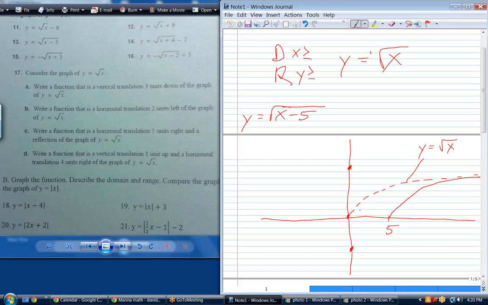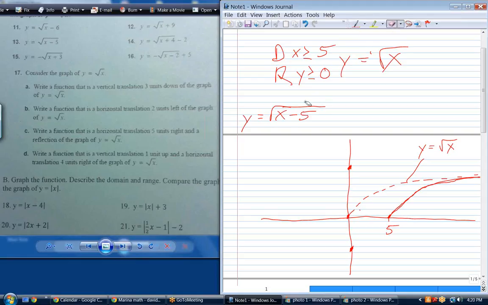So what are the possible x values? X greater than or equal to 5. In other words, if you look at the graph, there are no values to the left of that for x or y. It only goes to the right. So that's how you can just read your domain off of the graph once you have the graph. What's the range? Y is greater than or equal to 0. Okay.